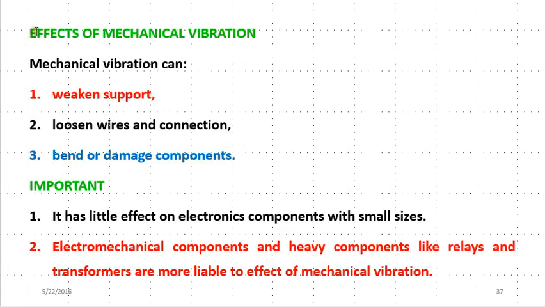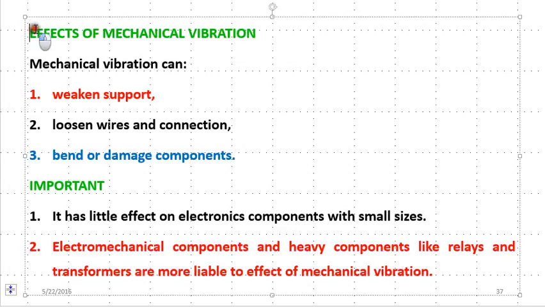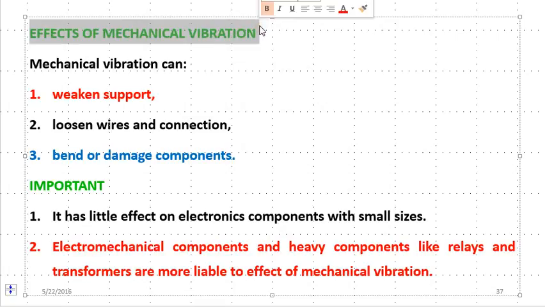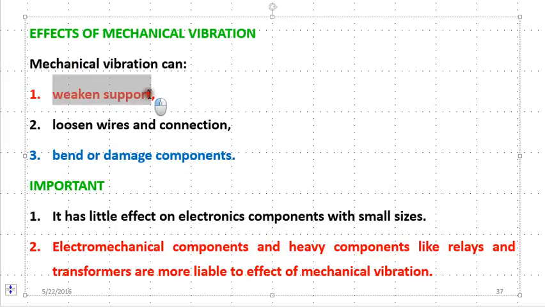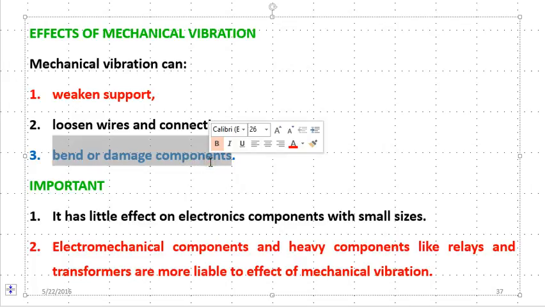Now we come to mechanical vibration, that is the vibration due to mechanical energy. And we know whenever anything is subjected to vibration, it can suffer these problems. The support can become weaker, and the wire connections can become very loose because of vibration. This is common knowledge. And if the vibration is strong enough, it can bend and damage some components.